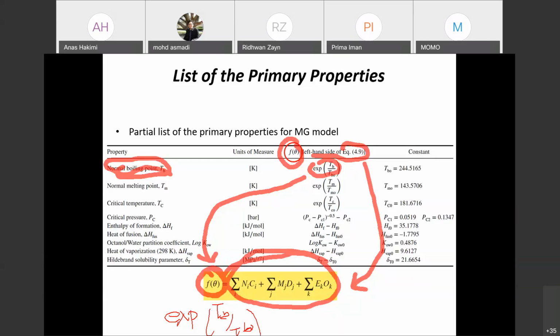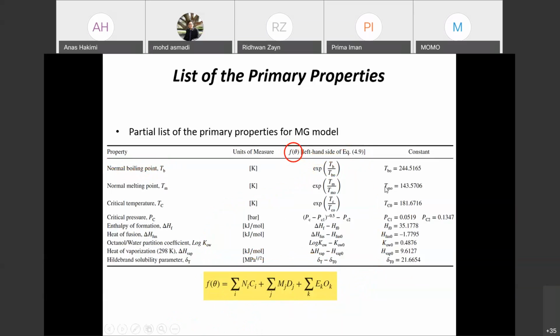Okay, so Tb0 you can refer to here, and Tm0 also here. This is the constant. Tm is the melting temperature, Tb is the boiling temperature for that particular compound.